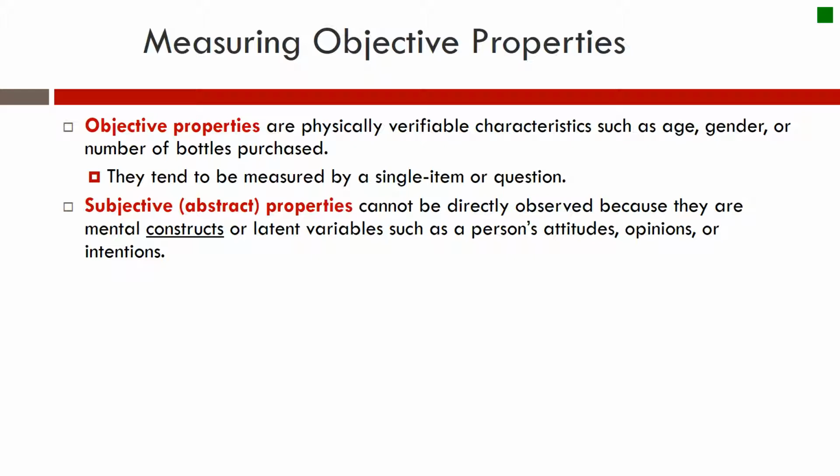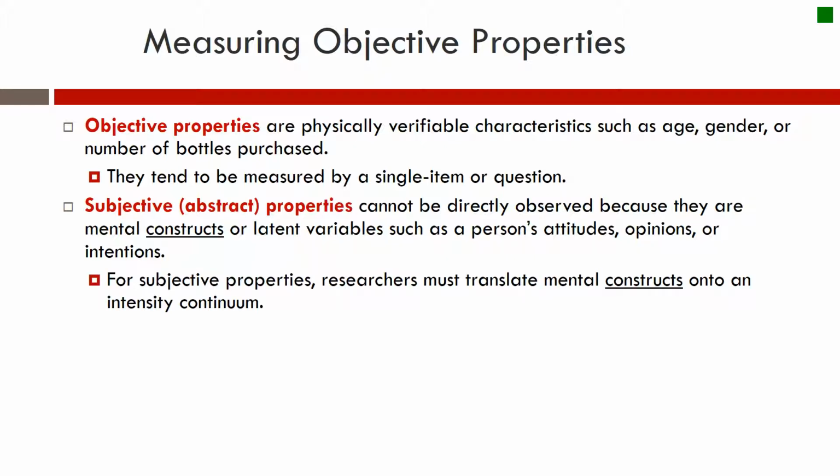Subjective properties are much more difficult to measure. They tend to be something that is unobserved, something that we can't directly see. We sometimes call these concepts constructs or latent variables. What we measure are often things that refer to attitudes or opinions, maybe some intention to behave or something along those lines. They tend not to be physically provable, but through a series of questions, we can usually measure something like this fairly accurately, depending on what the construct is.